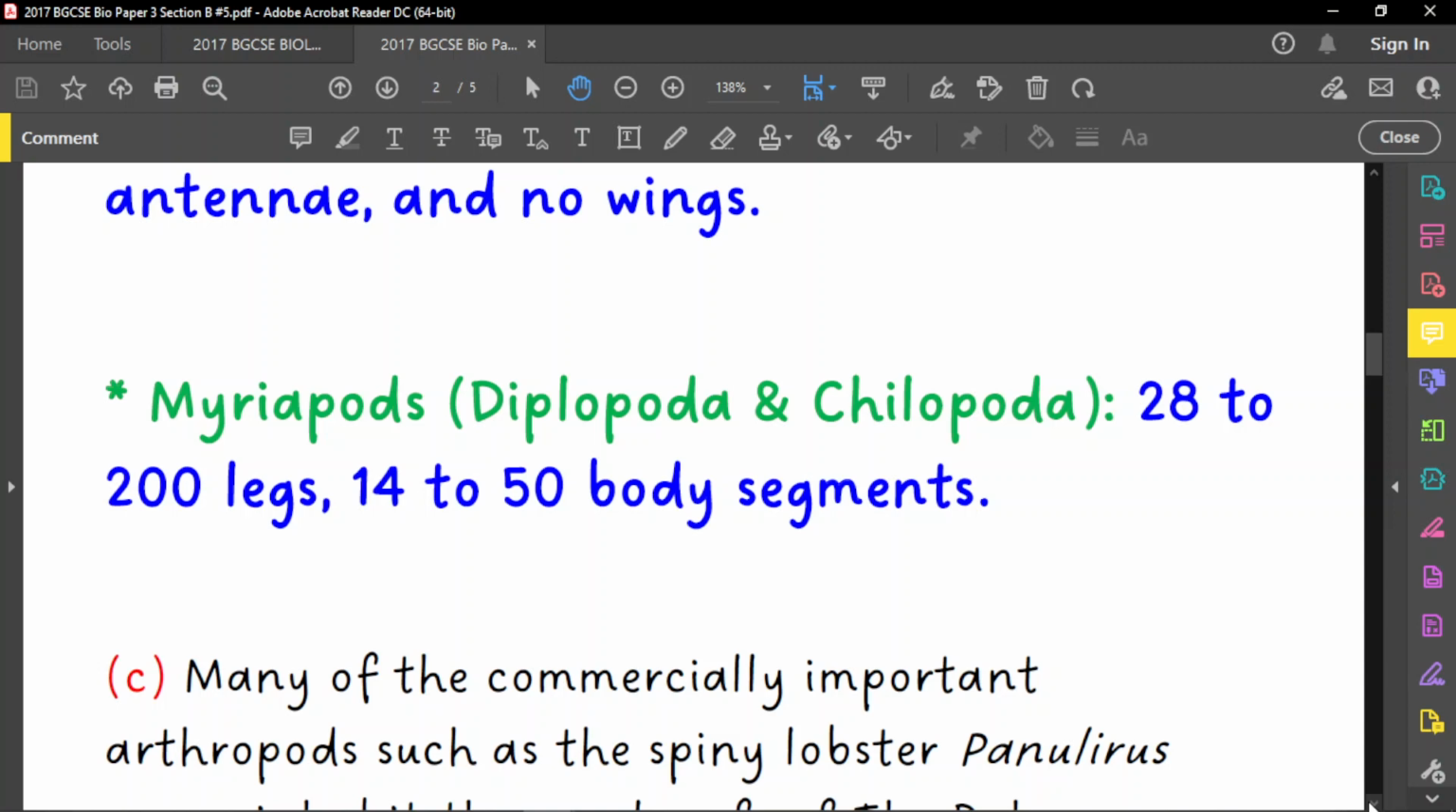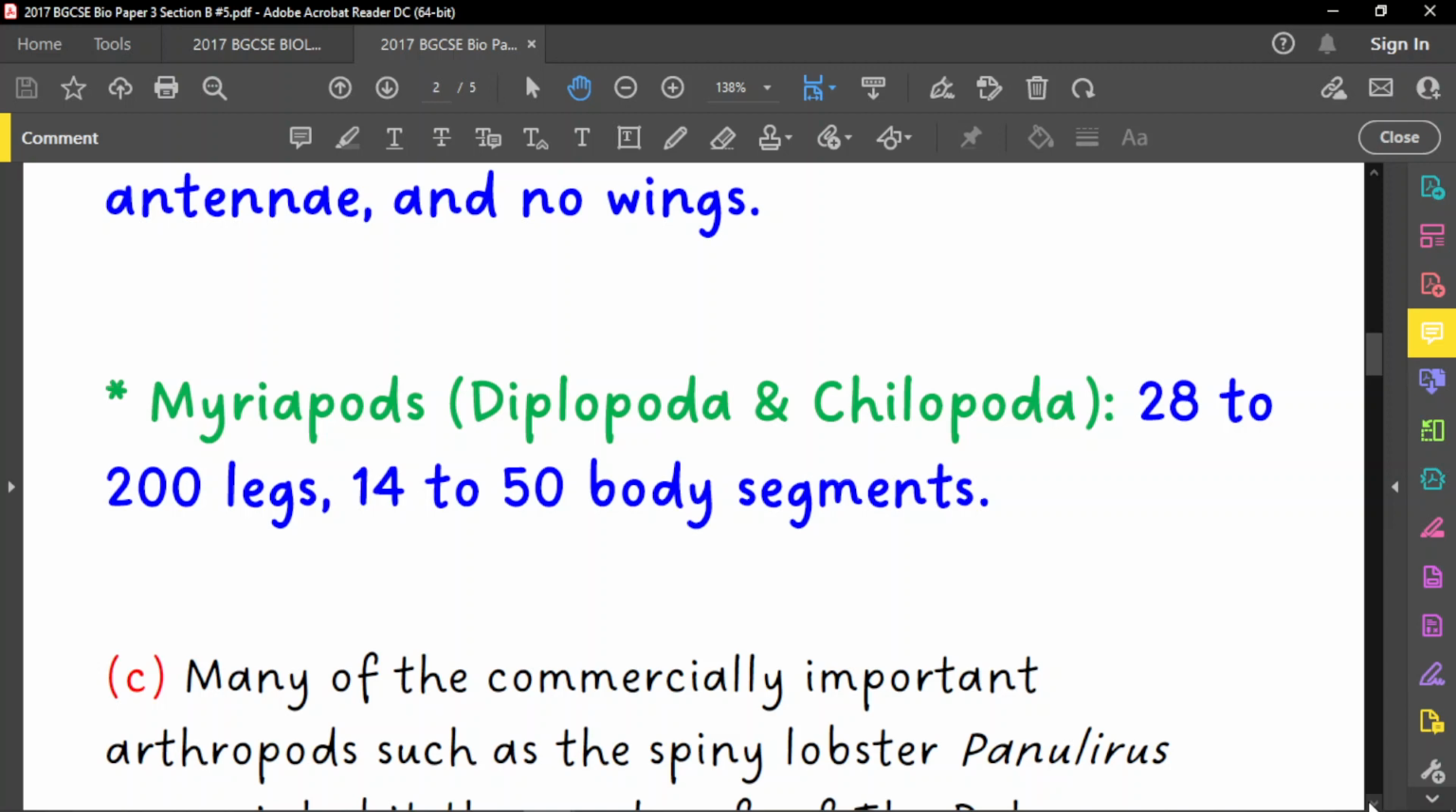And then they have about 14 to about 50 body segments. All right. And so in one case, you have only one pair of legs on one body segment. Another situation, you have two pairs of legs on one body segment. So it depends on which one you're talking about, whether Diplopoda or Chilopoda. But the fact is that you have a large amount of legs.